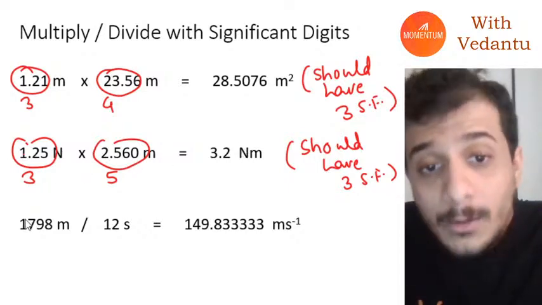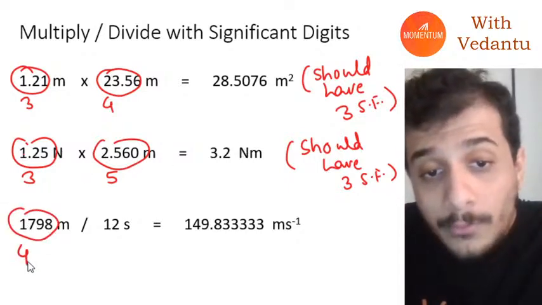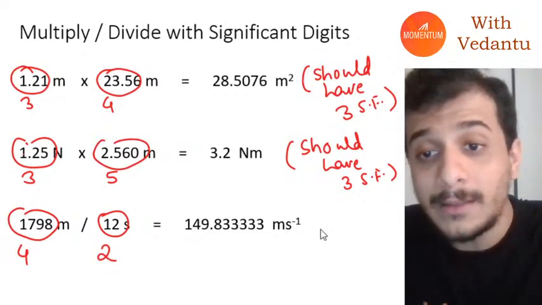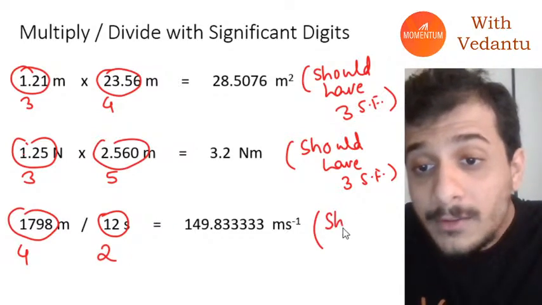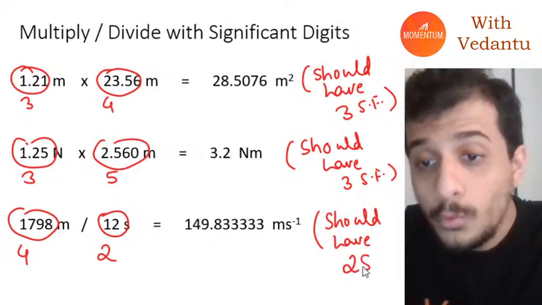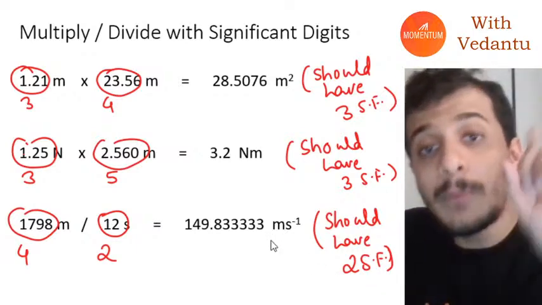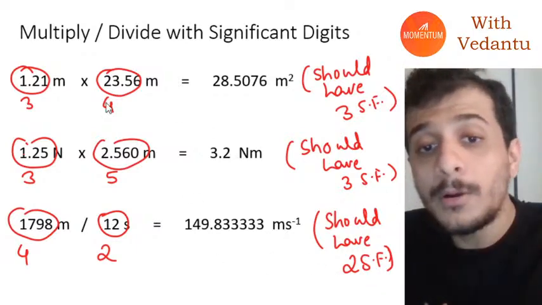Okay. The third one, if you see, I have 4 significant digits here and 2 significant digits here. And here I'm dividing, by the way. So when I divide, the answer should have 2 significant figures. When we multiply or divide, we look at the number of digits.